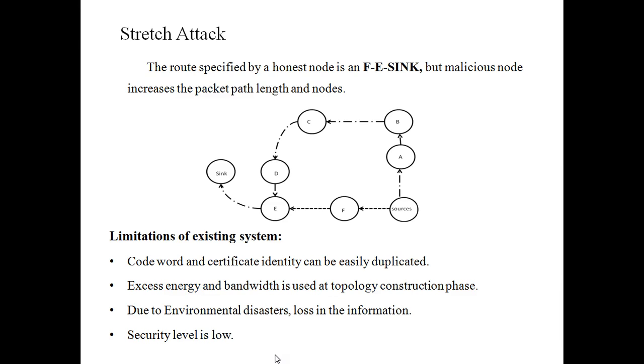While using the PLGP mechanism, as I already told, it has a packet forwarding phase. Due to that, there are several limitations in networks: the code word and certificate identity can be easily duplicated, and also excess energy and bandwidth are used at the topology construction phase. Due to environmental problems, there is loss of information, and due to that the security level is low.